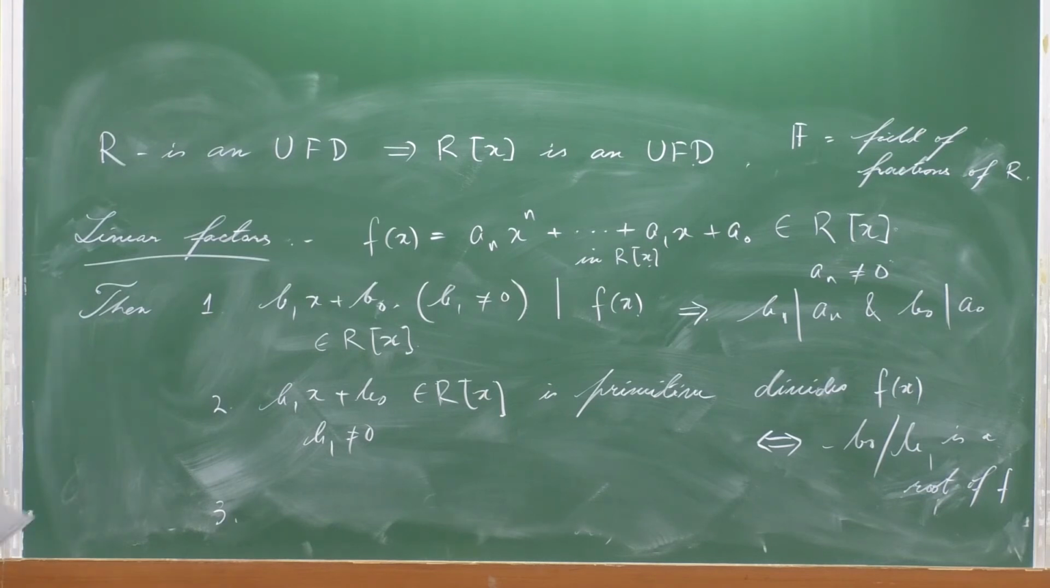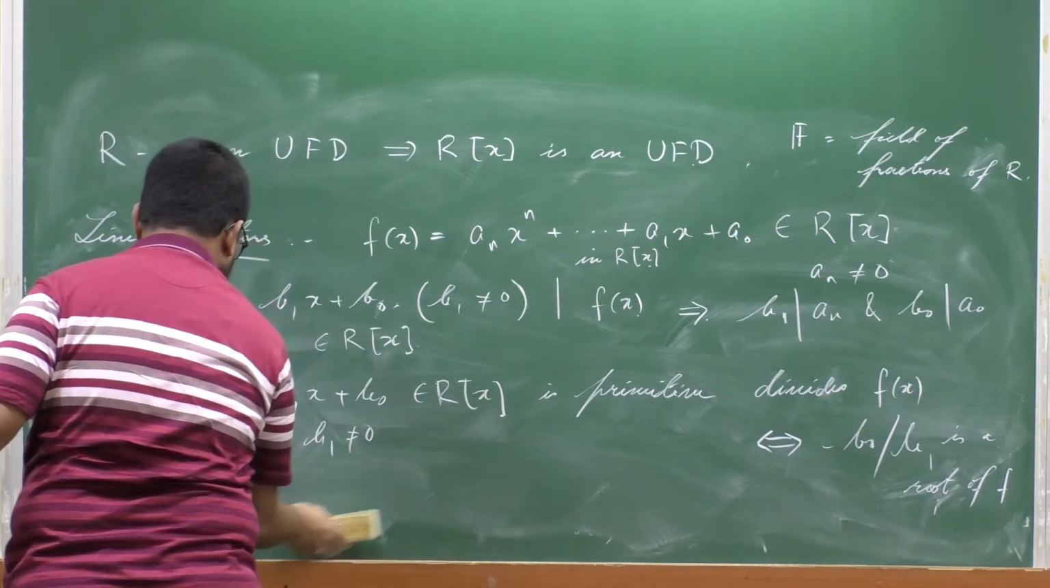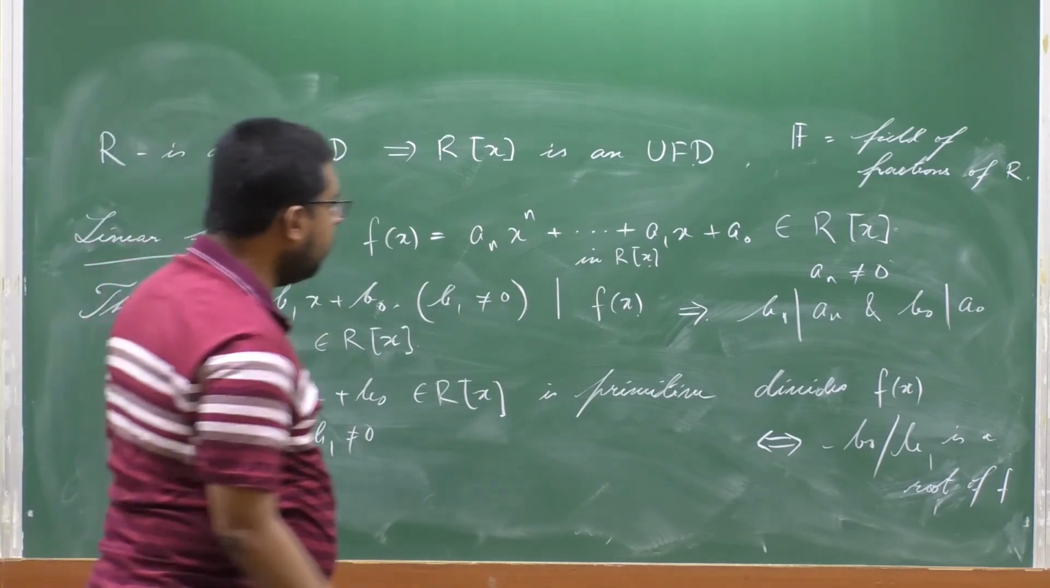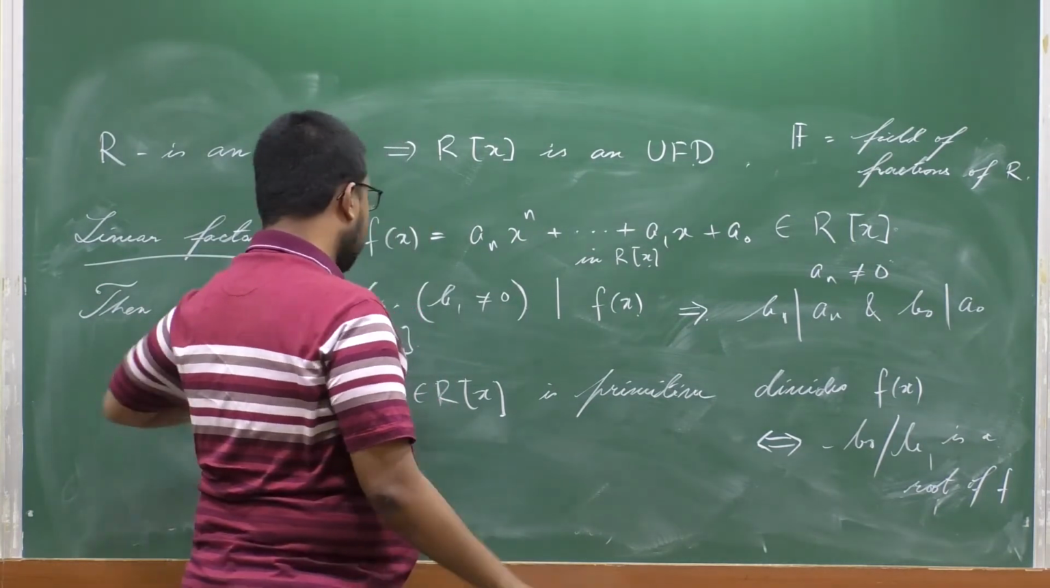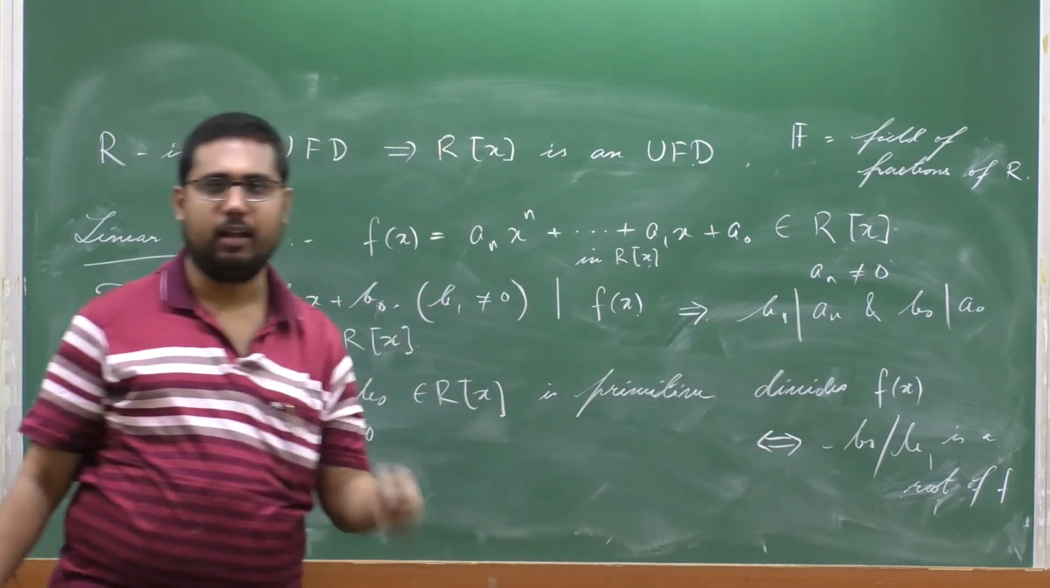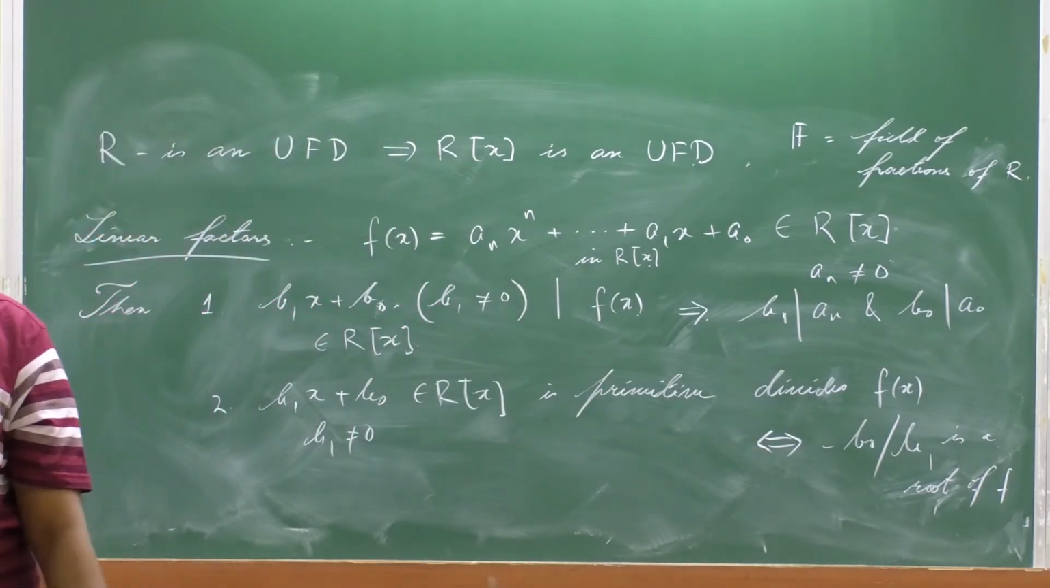Thus, given a polynomial, the linear factors can be easily found, because first of all this says that they have to come from the divisors of a_n and a_0.